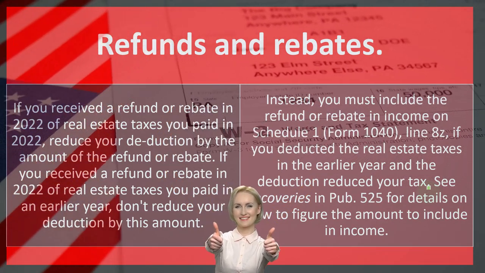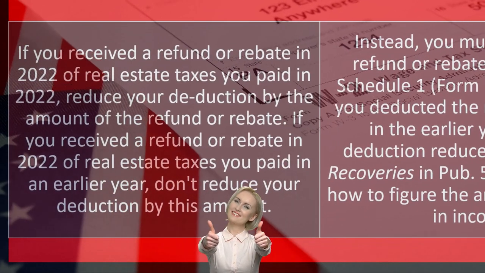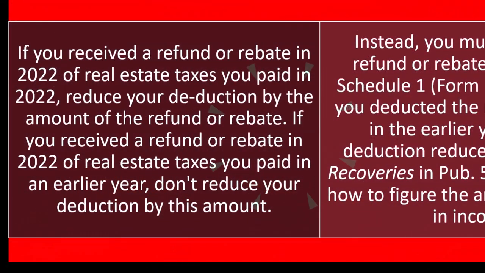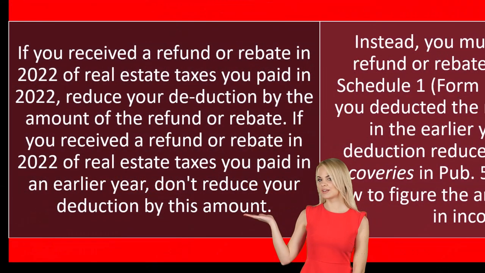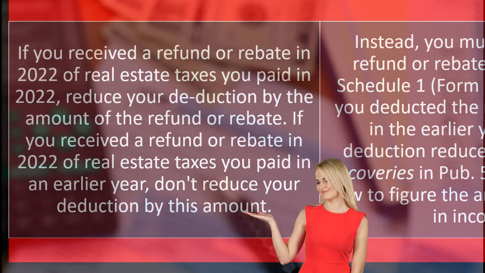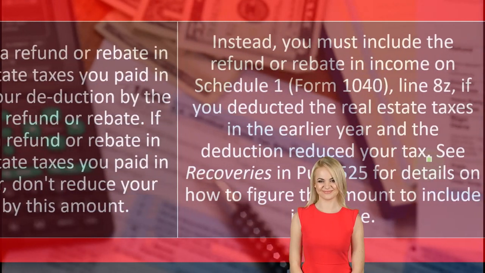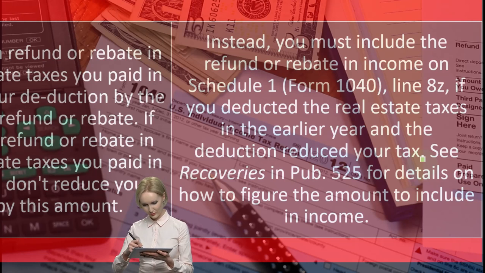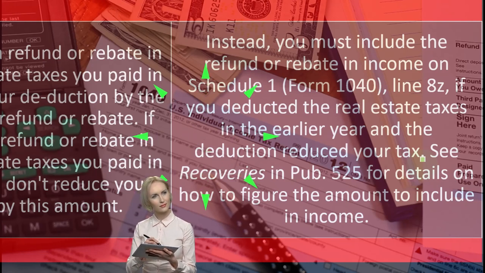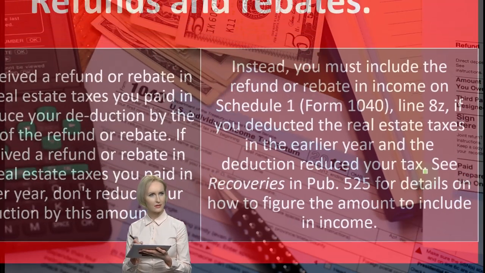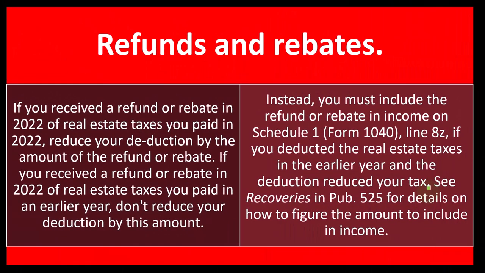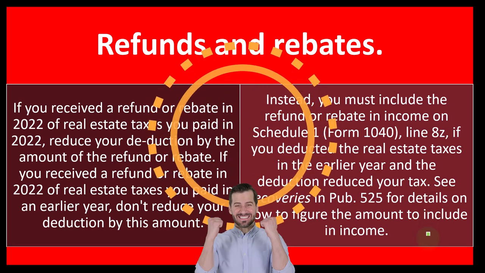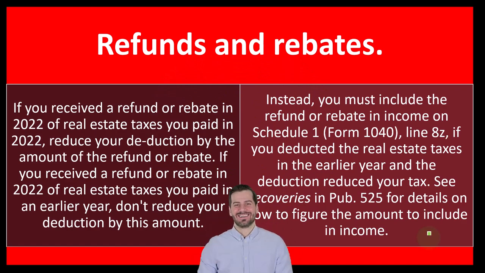Or it would be easier, and oftentimes the way to go, the way the code lets you go, is to do it this year, meaning if I got a benefit for it last year, I'm going to include it in income this year. So it has a tax burden to me this year because I included it in income, because I got a tax benefit from it last year, kind of improperly, because I got a deduction which I shouldn't really have gotten because I didn't really pay that. But that's the cash-based kind of problem again with this cash-based system, because I paid it, but then I got a refund. Okay, so see recoveries in Publication 525 for details on how to figure the amount to include in income.